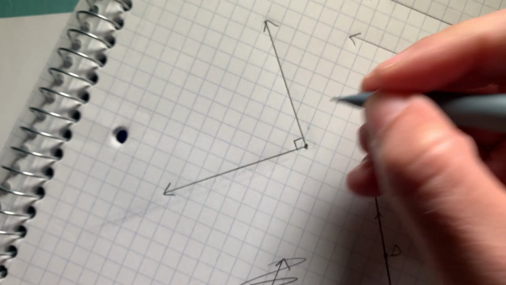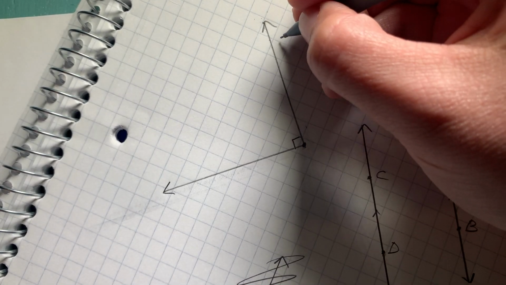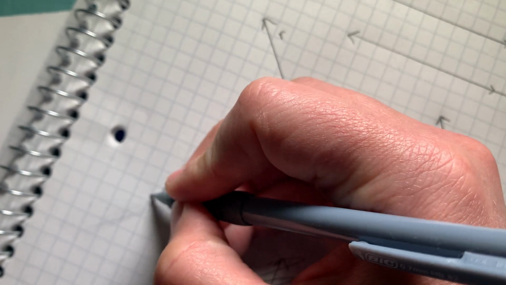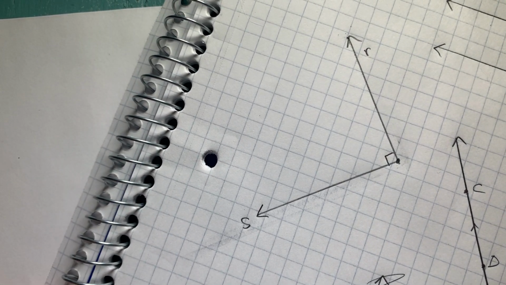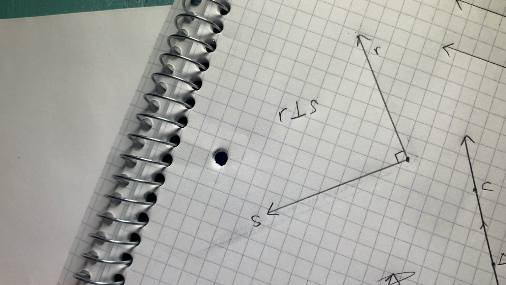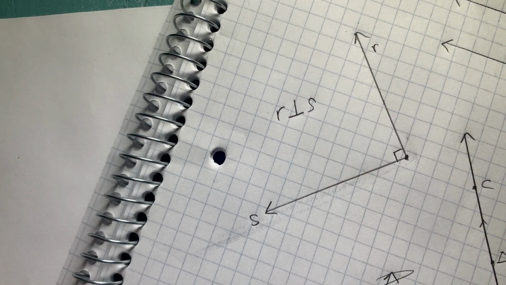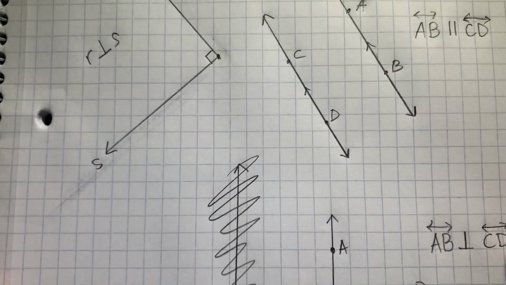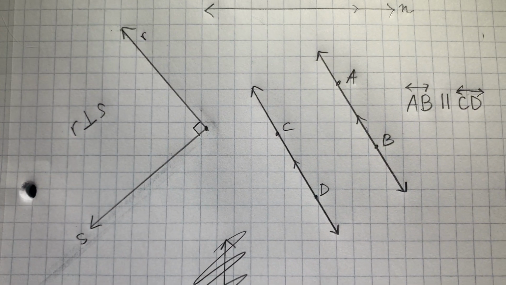I put my little box, and if we call this line R and this line S, we can say that line R is perpendicular to line S, our little perpendicular sign. And that's it. Parallel and perpendicular lines.